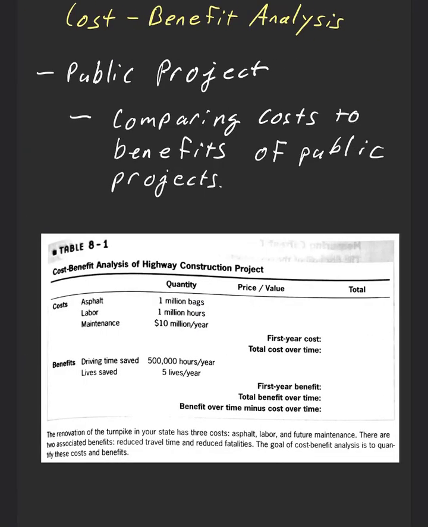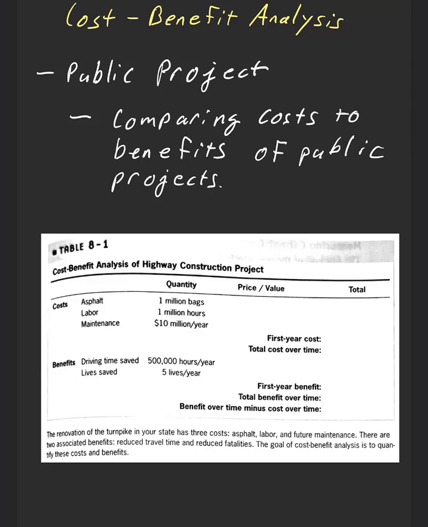So I'm taking this out of Chapter 8 of the textbook. Let's think of a public project, and we're going to compare costs to benefits of public projects. We want to build a highway. What's it going to cost to make it? Some obvious things come to mind. Asphalt takes 1 million bags. Labor, it takes 1 million hours. Maintenance, $10 million a year to maintain it.